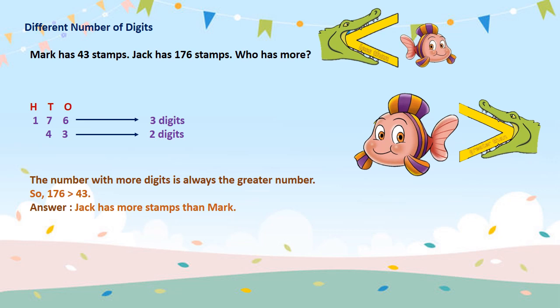Now the greater than sign is like a crocodile's mouth. The crocodile mouth will be open towards 176. So whichever number is greater, the crocodile mouth is open facing that number, which means the crocodile is going to eat the bigger number. So in the above question, since 176 is greater than 43, your answer will be Jack has more stamps than Mark.